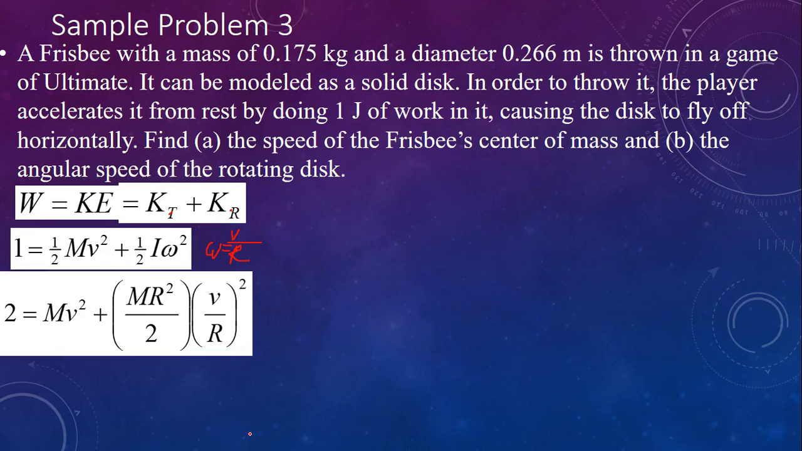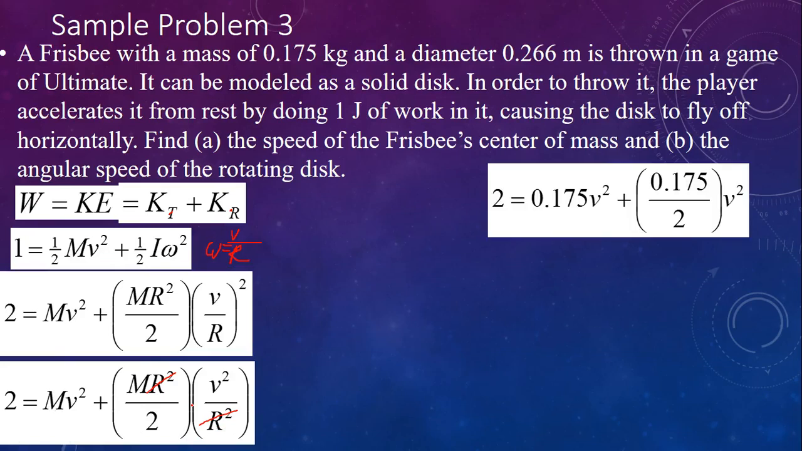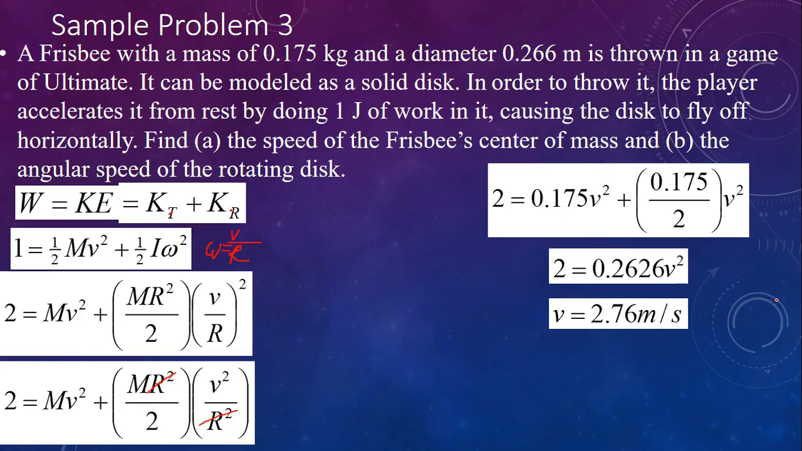So I'm going to keep going with this. Once you put the squared on both these, notice that the r squares cancel. That's why I did not want to plug in numbers right away. Now, however, I do want to plug in some numbers, so I plugged in 0.175 for the mass in both places. And I'm going to solve for v. And I get that v is equal to 2.76 meters per second.